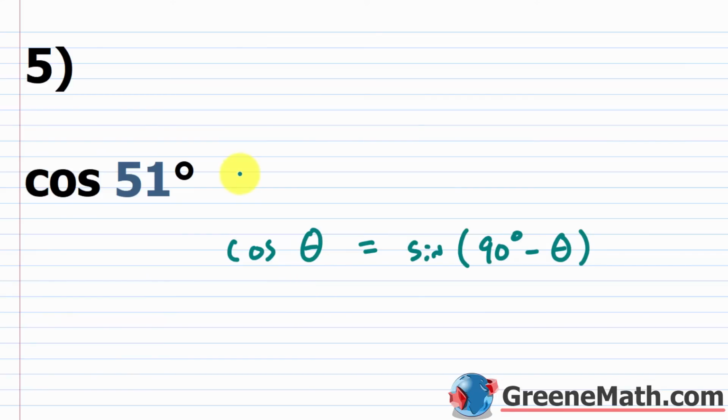So what we'll do here is write this in terms of this sine guy. So we'll say this is sine of 90 degrees minus our angle here, which is 51 degrees. That's all we're really doing. And so 90 degrees minus 51 degrees is 39 degrees. So you could write the cosine of 51 degrees as the sine of 39 degrees.